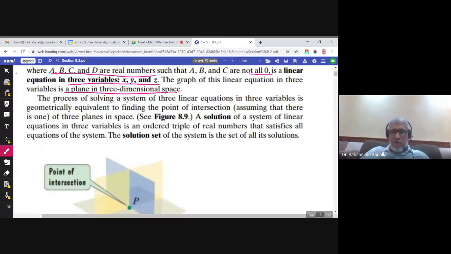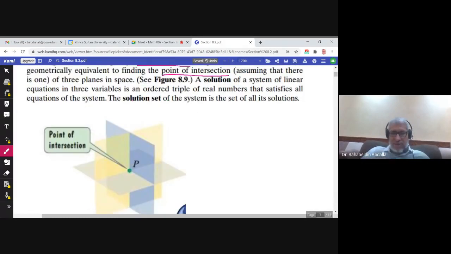The process of solving a system of 3 linear equations. Now we will talk about a system of 3 linear equations. We will have 3 of these equations. What would be the solution of the system? As usual, it would be the point of intersection. Can the 3 planes intersect? Yeah, these 3 planes, for example, intersect at this point. This is the point of intersection.